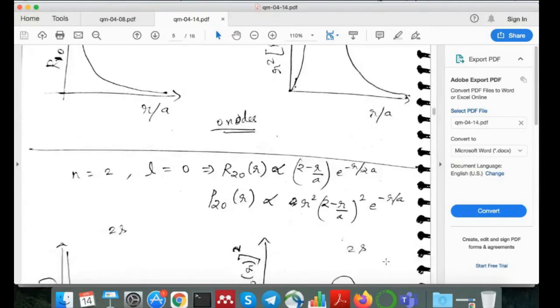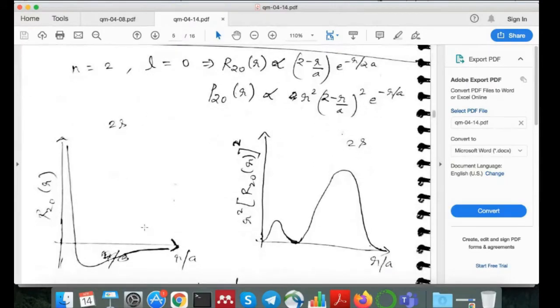And that's what we find when we plot it. If you plot R20 of R versus R by A, you will see that it crosses this y equal to 0 line. So at this point, y is 0, and so there is a node here.